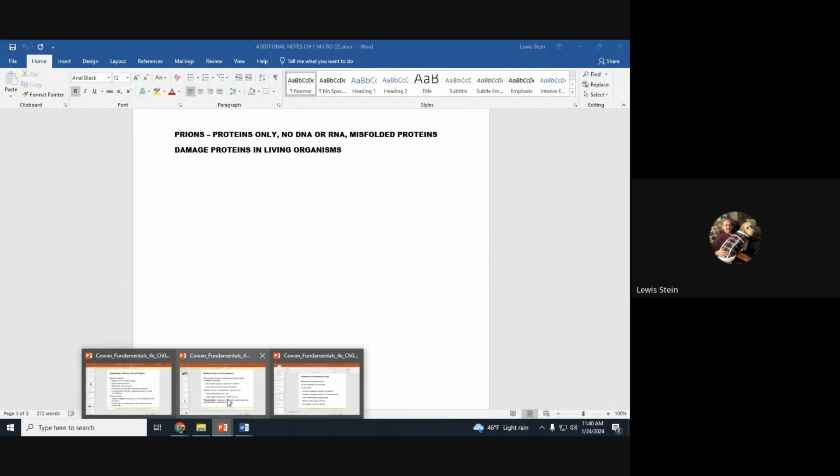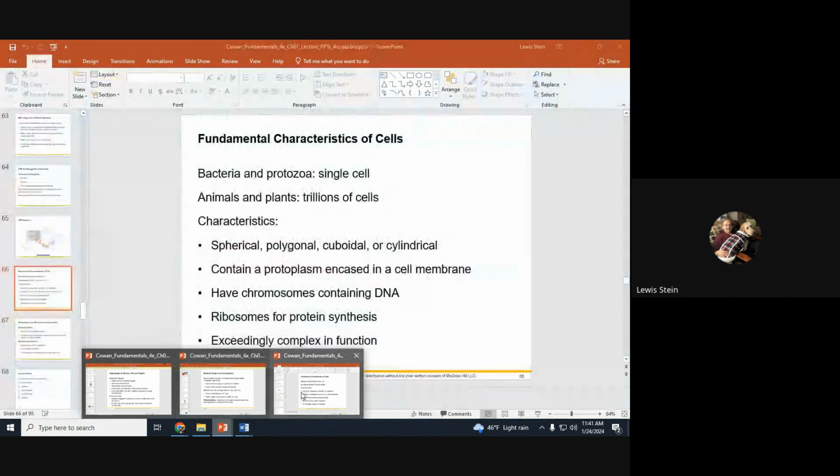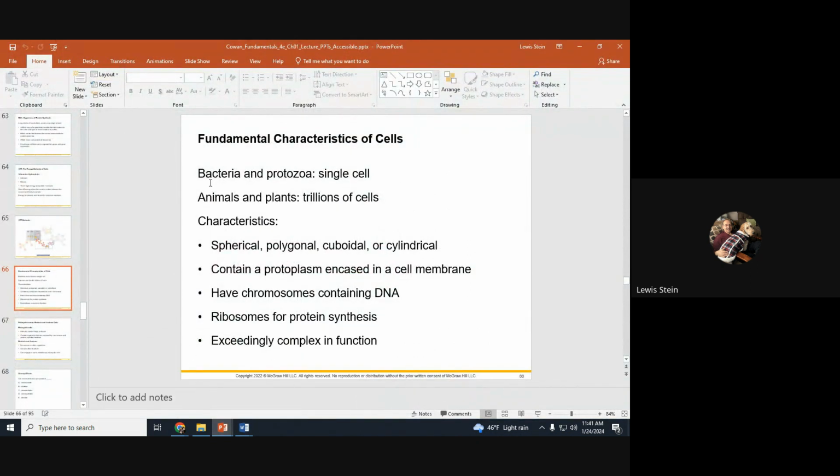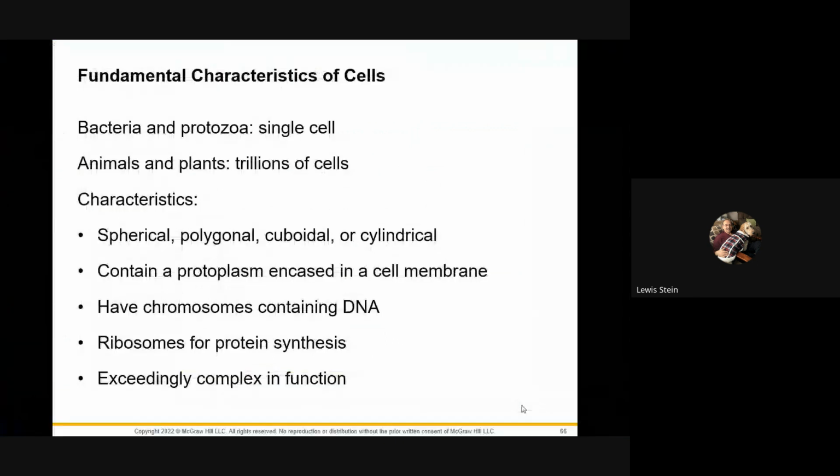I want to go back and see the end of our PowerPoint. Bacterial shapes and arrangement, fundamental characteristics of cells. Is this it? This is chapter 1. So I got it right. So again, single cell versus immense numbers of cells. When we start looking at the anatomy, we do a lot of characterization about shapes, and shapes also about how they cluster together, if they cluster or chain together. The word staphylococcus.